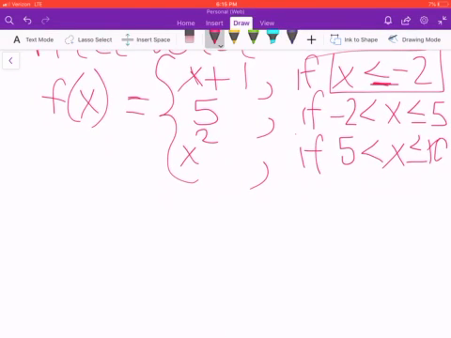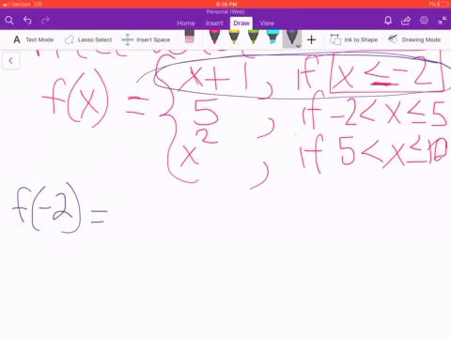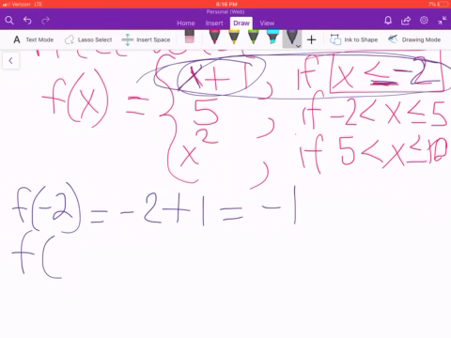So I'm going to ask you 3 questions, and please keep this in mind. If you use the same piece 3 times for each question, you're wrong. So if I ask you what is the function value at negative 2, you have to use this definition of the function because negative 2 is in this category, equal to negative 2. So with this function, we're going to substitute negative 2 plus 1 in place of the x, and that will give me negative 1. Now let's say if I ask you a number that is in between here, so let's say 4.